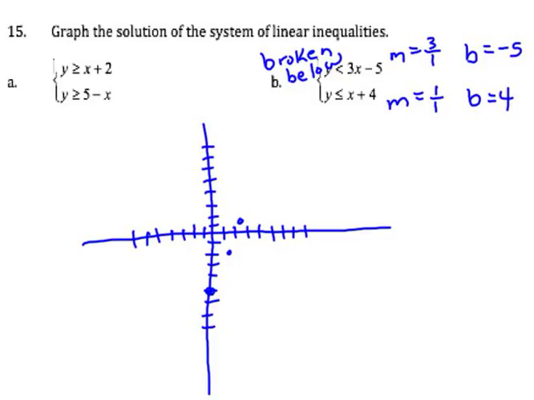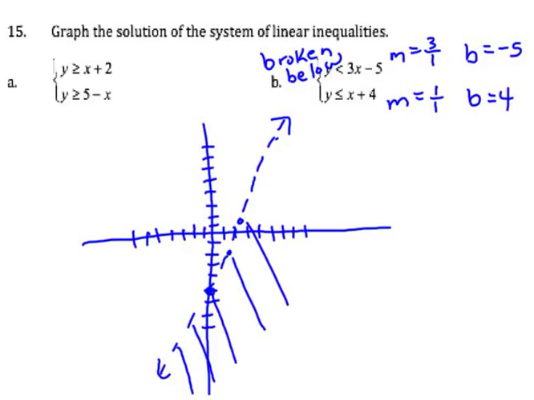So I'm going to draw my broken line. And I'm going to shade below that line. This is below the line. Okay, for my second line, it's solid because it's less than or equal to. So I go up to 1, 2, 3, 4 on the y-axis, and then my slope is 1 over 1, so I rise 1 and run 1. Do it a couple of times.